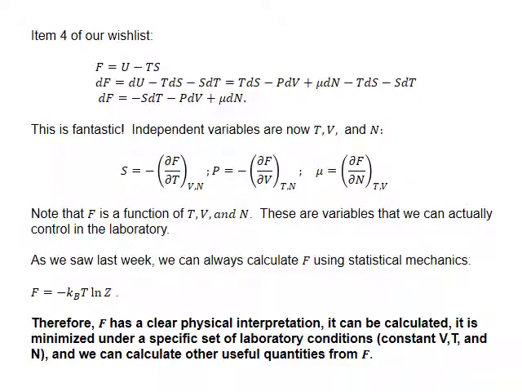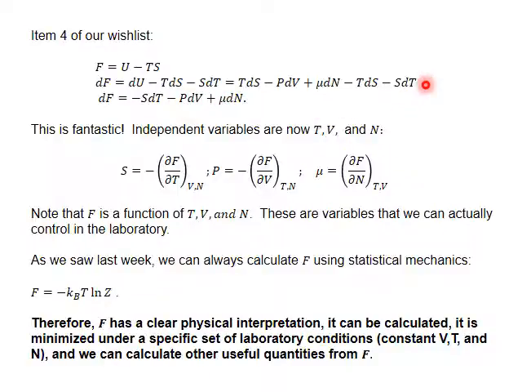Okay, so item 4. Can we calculate other things from F? So we're going to do something similar to what I did with enthalpy. Start from the definition of F, take its differential, and substitute for dU using the thermodynamic identity, TdS minus PdV plus μdN. The differential of TS is TdS plus SdT, so we're done with this. We get this expression for dF: minus SdT minus PdV plus μdN.